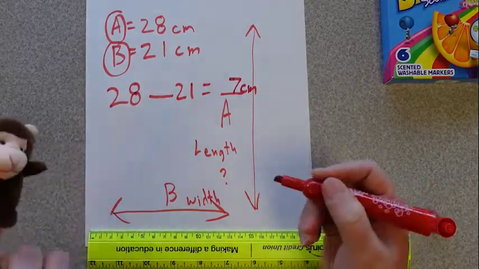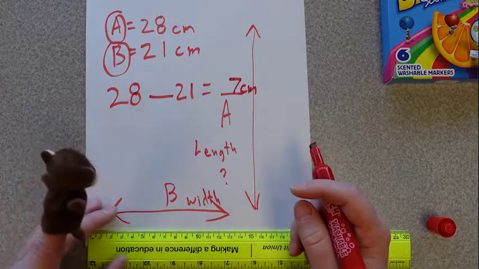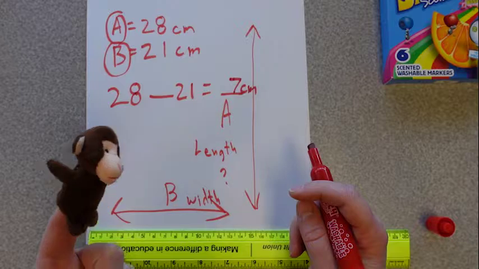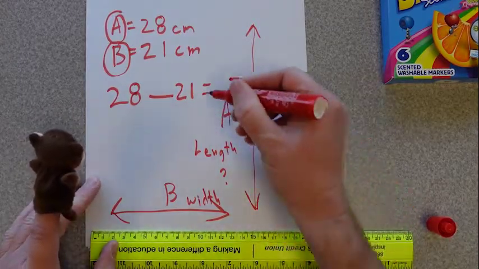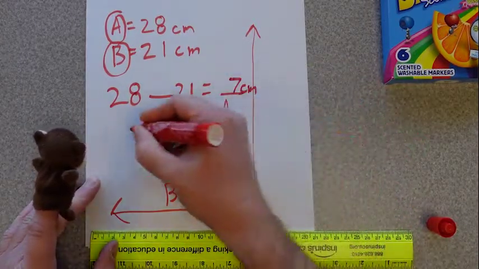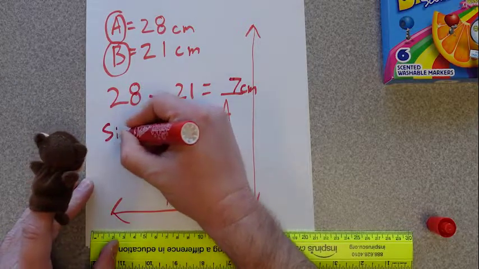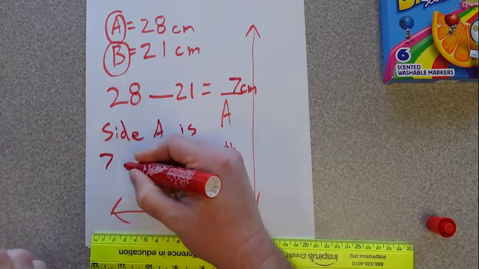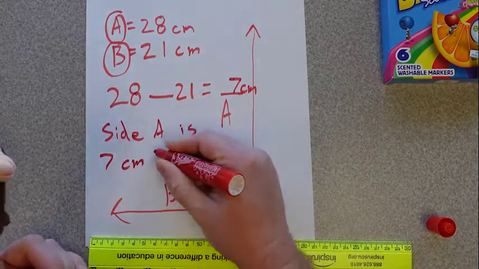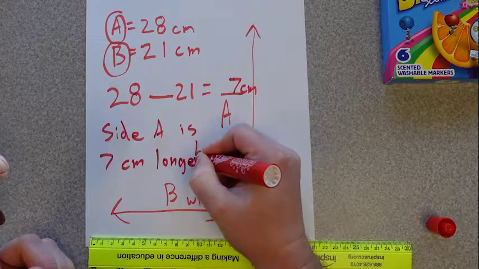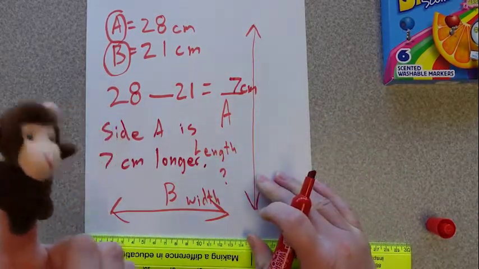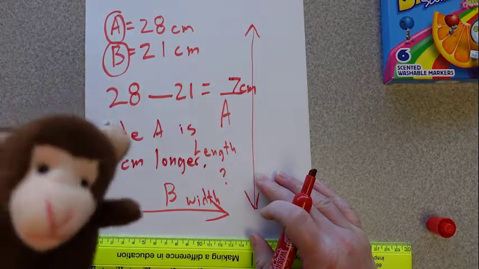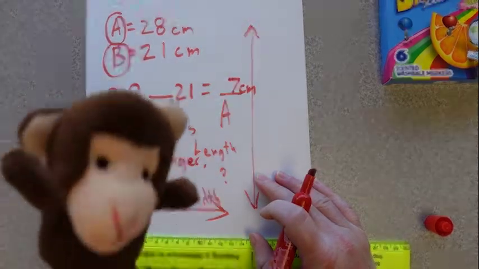All right, so the question was, how much longer was side A than side B? And our answer is 7 centimeters. So side A is 7 centimeters longer. Does that look right to you, Mr. Monkey? Yeah, Mr. Corcoran, that looks pretty good. I think that's good for today. Maybe we should do something else now.